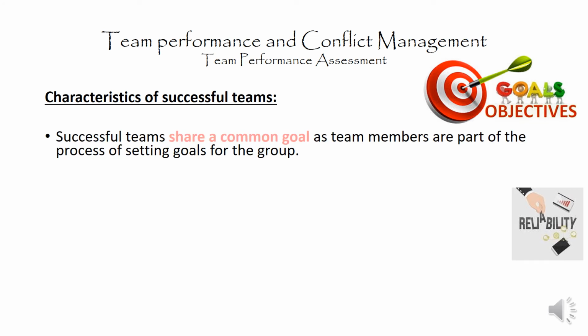What are characteristics of successful teams? Now, what does a successful team look like? First of all, a successful team shares a common goal because your team members are part of the process of setting goals for a group. So in other words, for a group to be successful, it requires team members to participate in the decision-making process and to come up with their own goals. So they set their own goals.